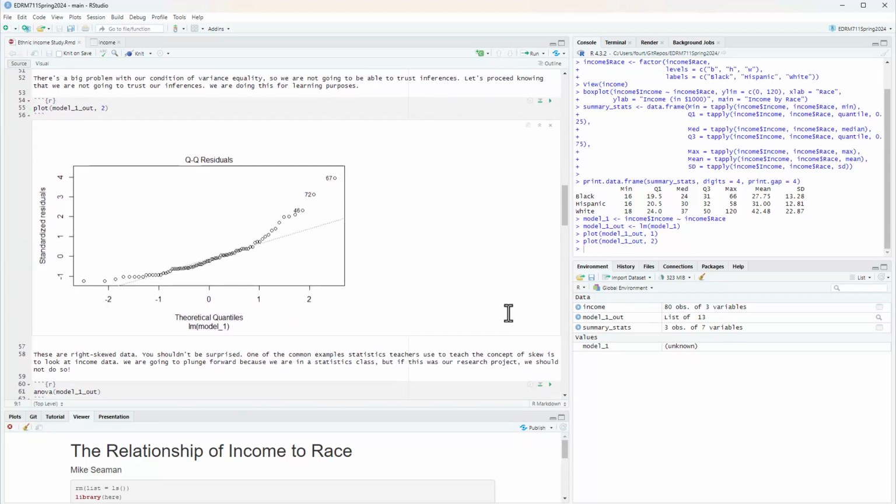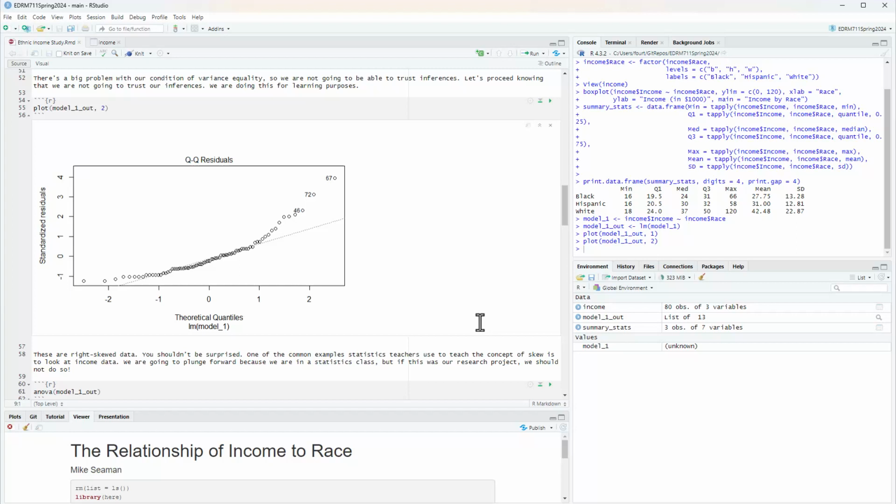And let's look at the normality of our residuals. And again, no surprise, these are not normal. They are right skewed data. Why am I not surprised? Well, one of the common examples that statistics teachers use to teach the concept of skew is to look at income data, because it's very common when you look at income data to find that there's a clustering around some middle point of income, and then there's a skewness in the positive direction as fewer and fewer people earn higher and higher dollars.